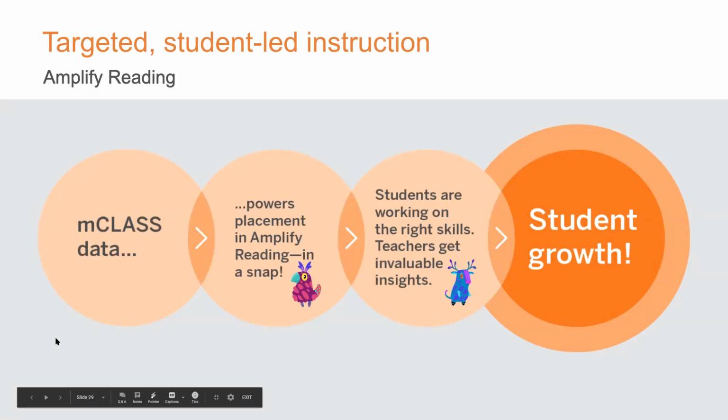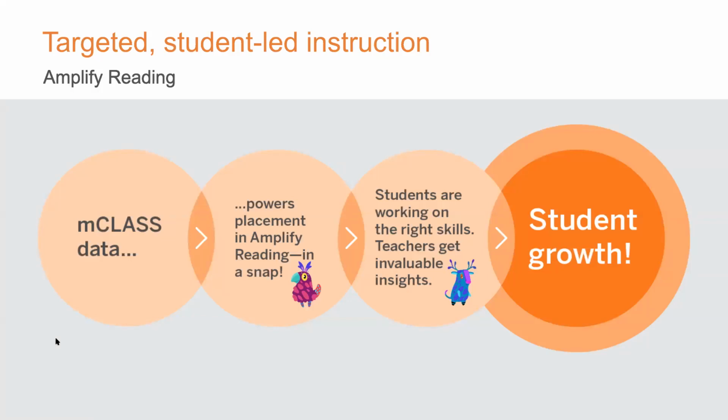Pretty good. All right, so I'm going to move into the next phase of this presentation now, in which we started off talking about assessment, and now we're going to move into talking about Amplify Reading, which is the digital supplemental literacy program. And it makes a nice transition because Amplify Reading actually uses mCLASS data to determine where to place students in the program.